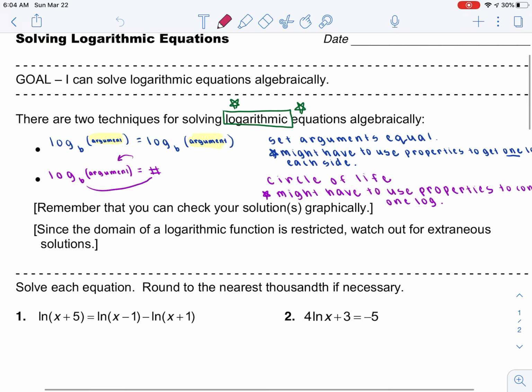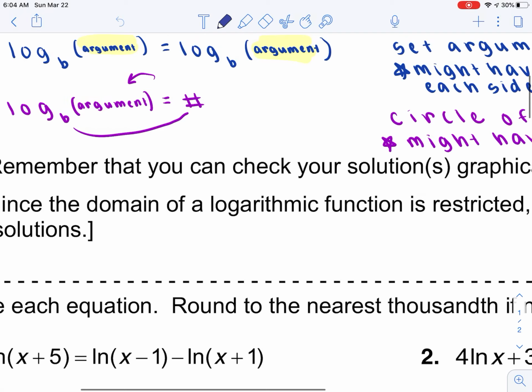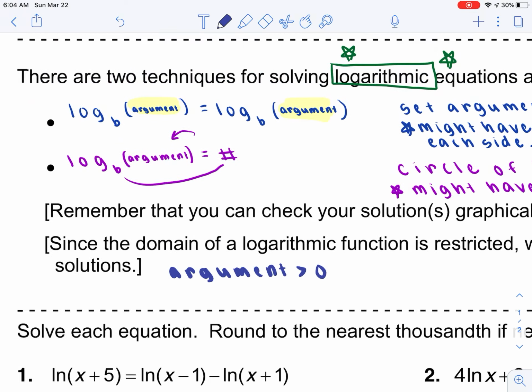So we're going to talk about how the argument, I'm going to have you guys write a little note down here. The argument always has to be greater than 0. It cannot equal 0 as well. So it has to be greater than 0.